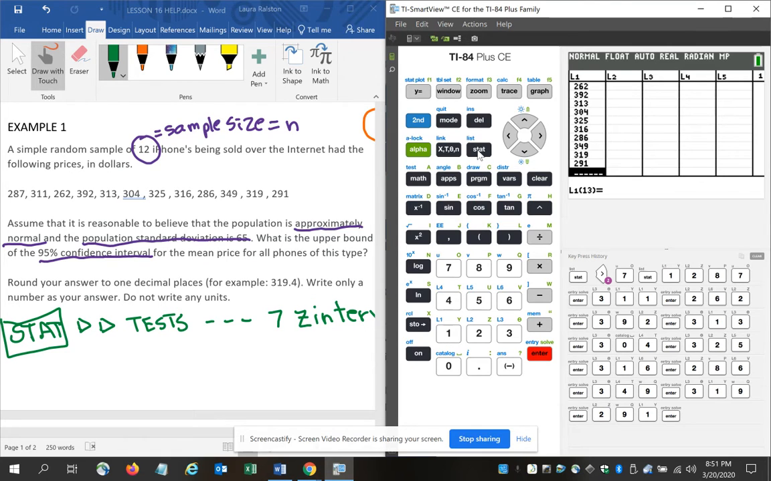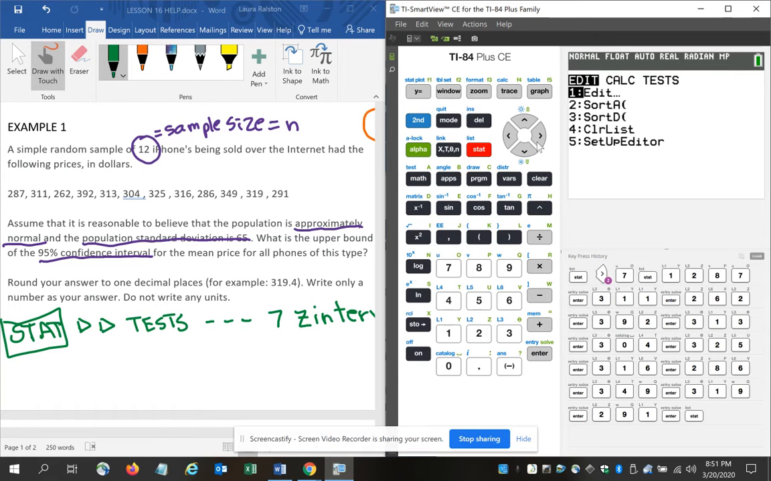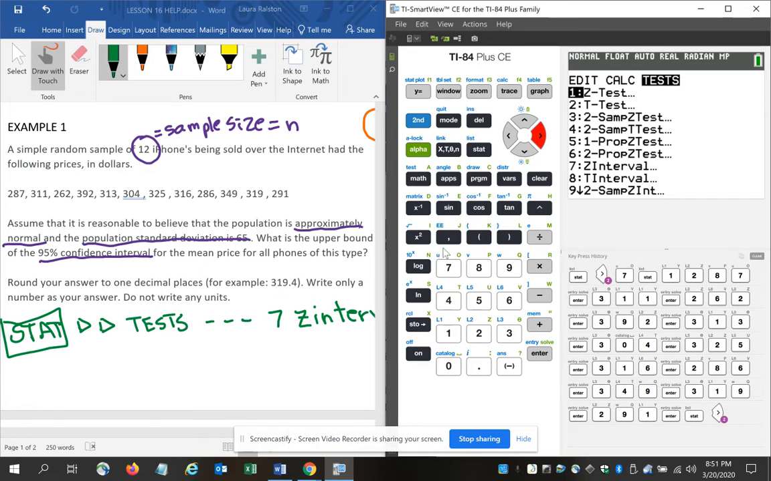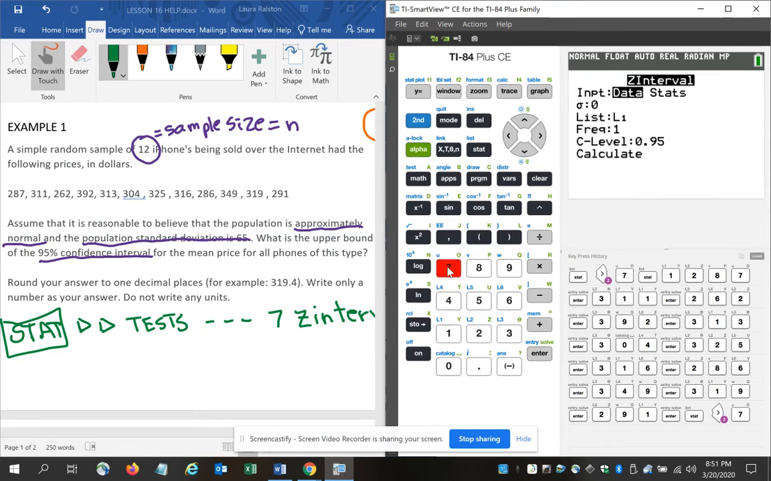So I'm going back to Stat, arrow to the right, highlighting the menu for Test, choosing option 7. And so I have selected that I want to input the data. So I've done that in column 1. So I'm going to arrow down. I need to enter the population standard deviation that's given in the problem, that is 65. It asked me, where did you put the data? That's the list. I put it in list 1 or L1. So I'm good.